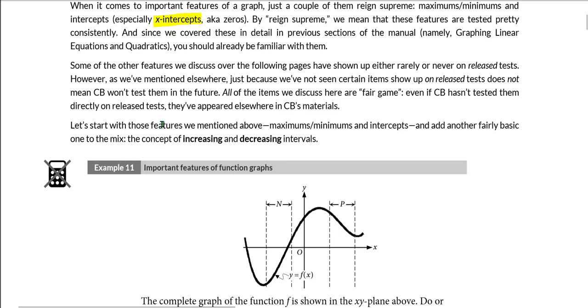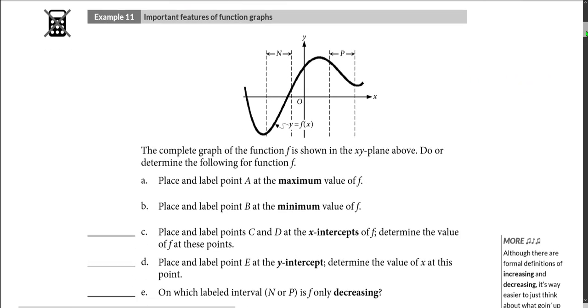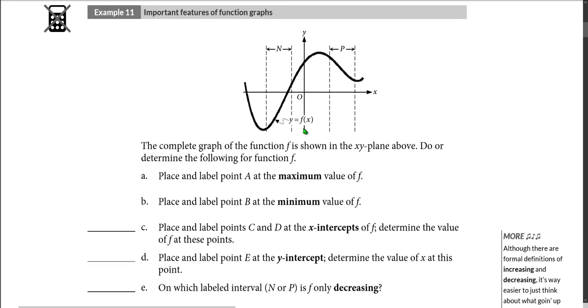Let's actually add, right off the bat, a couple of features to the mix here, increasing and decreasing intervals. So on example 11, let's run through each of these important features. All we're going to do here is place and label some points at the different important features. So example 11a here, first of all, they tell us that this is the complete graph of the function f. So the graph just goes from here to here.